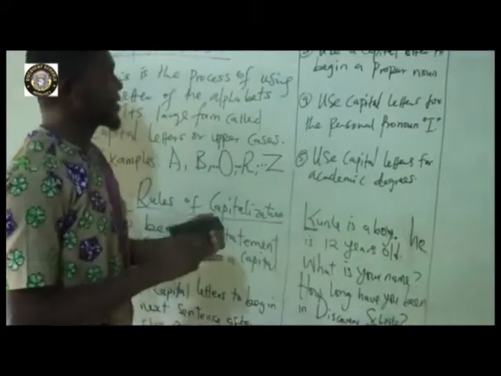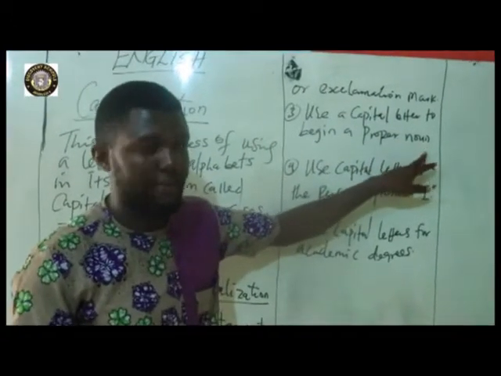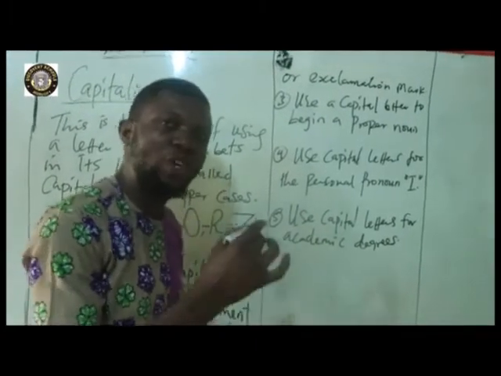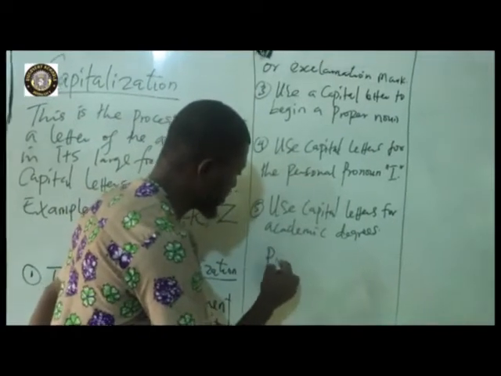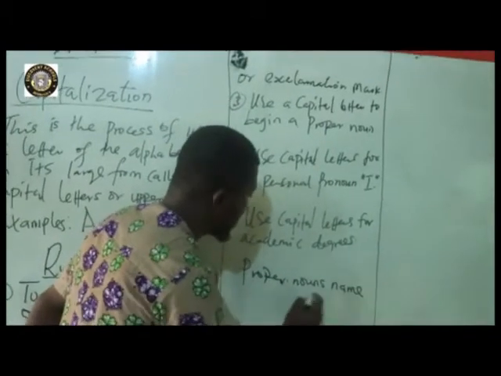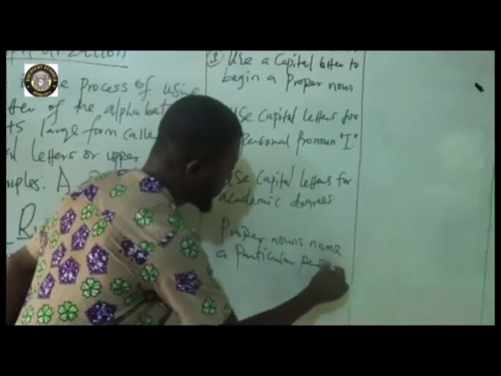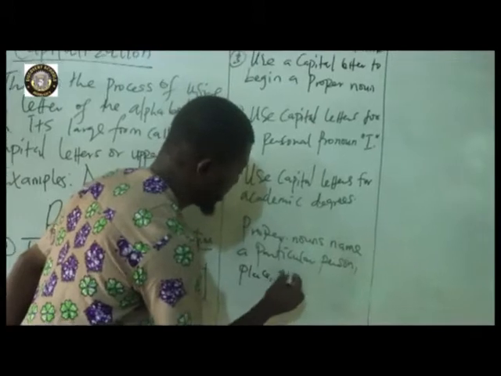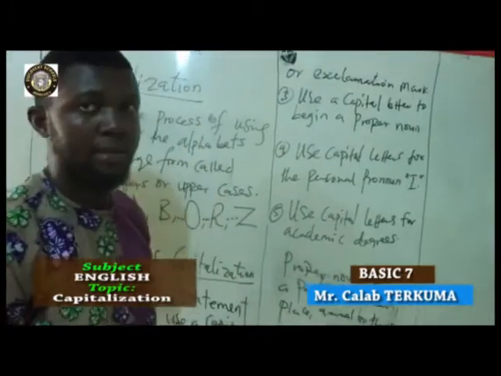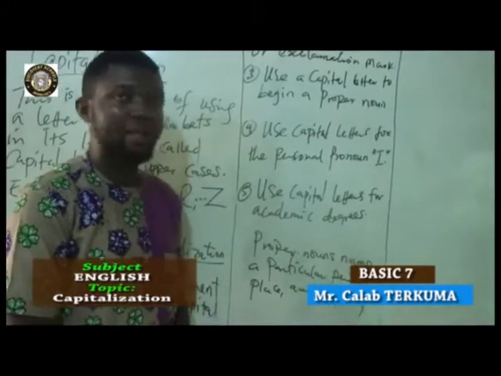Now the third case is use a capital letter to begin what? A proper noun. Now what's a proper noun? Proper nouns, as you remember, name a particular person, place, animal, or thing. For example, sun. The sun is quite hot today. Sun there refers to what?